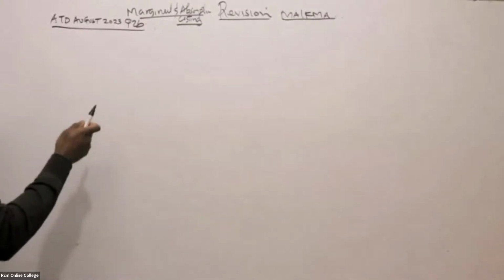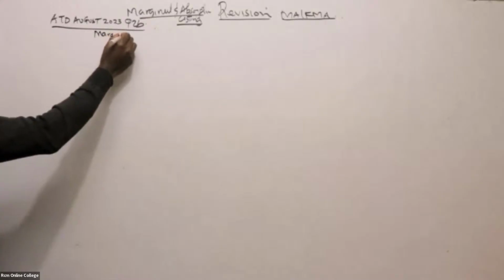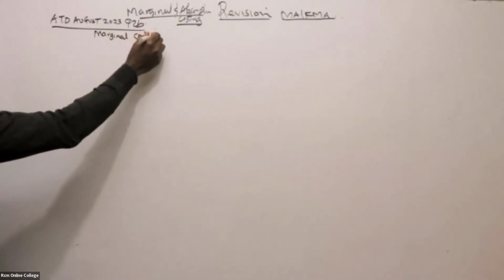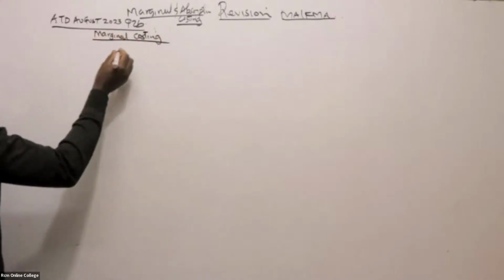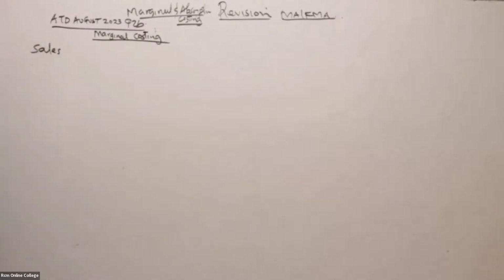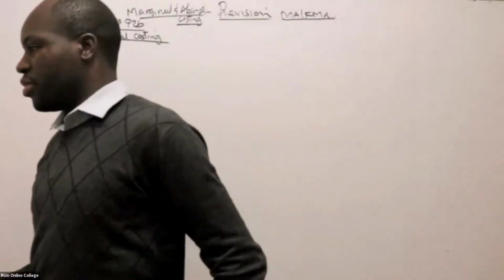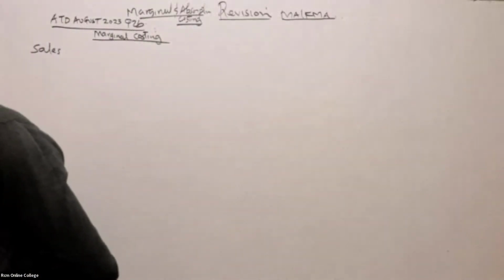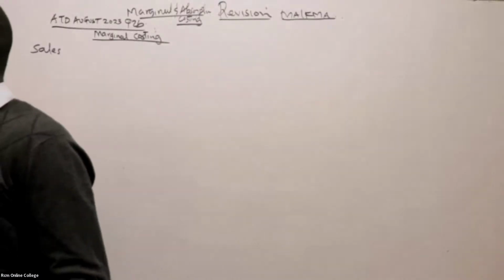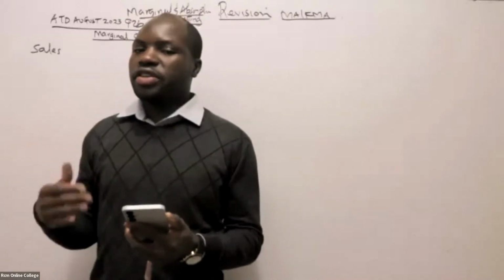So let's start with marginal costing. So let's look at sales. For sales, irrespective, the question is available in the link provided in the group description. I hope all of us have been able to access that. Good. So irrespective of the method you are using, the revenue will not be affected.